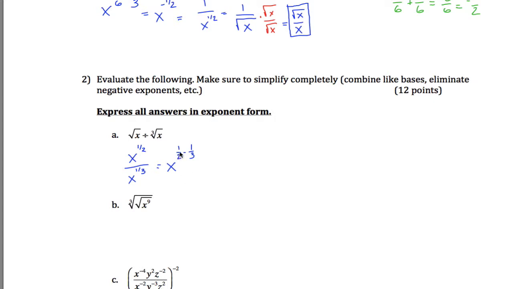So what I get is x to the 1/2 minus 1/3. If you can subtract those fractions, it's good. If not, you go over to the side here and say, well, I need a common denominator. 6 is the least common denominator. So this is 3/6 minus 2/6. In other words, it's 1/6.